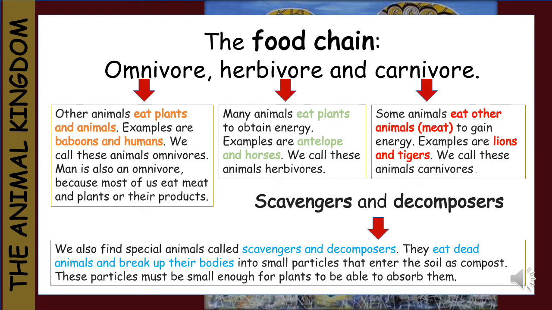Carnivores. Some animals eat other animals or meat to gain their energy. For example, lions and tigers. We call these animals carnivores. Scavengers and decomposers. We also find special animals called scavengers and decomposers. They eat dead animals and break up their bodies into small particles that enter the soil as compost. These particles must be small enough for plants to be able to absorb them.